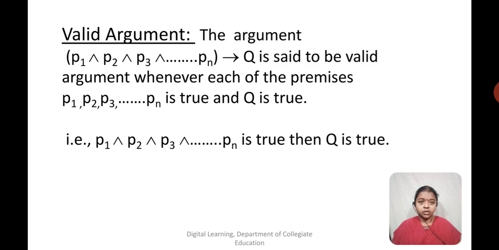Now let's see what a valid argument is. The argument P1 and P2 and P3 and so on Pn implies Q is said to be a valid argument whenever each of the premises is true and Q is true. That means we have considered n premises, P1, P2, P3 and so on Pn. Each of these should have true values, and the other proposition we are taking, capital Q, should also be true. That is, P1 and P2 and so on Pn is true when Q becomes true.